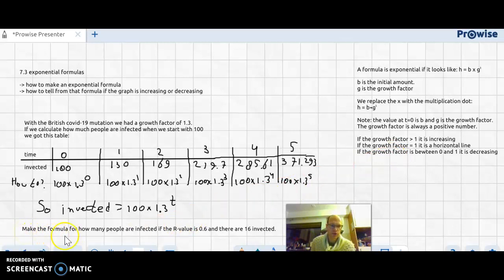Assignment: make a formula for how many people are infected if the R value is 0.6 and there are 16 infected at time is 0.